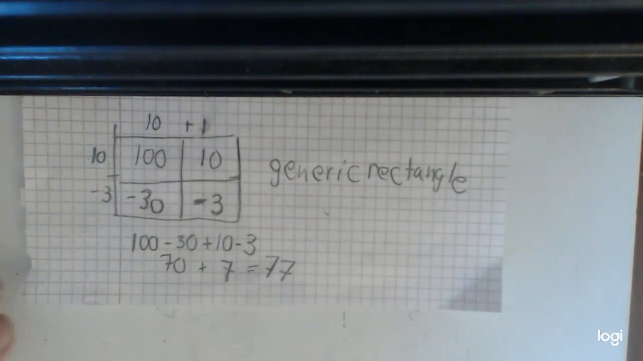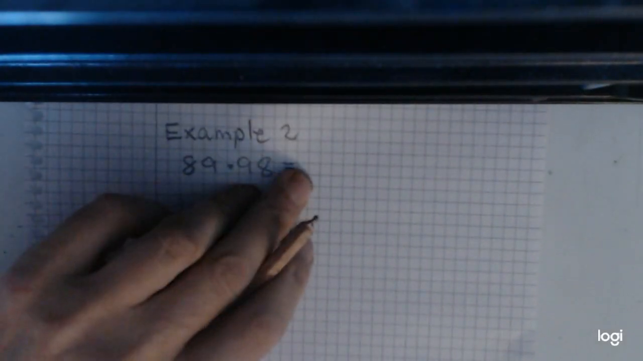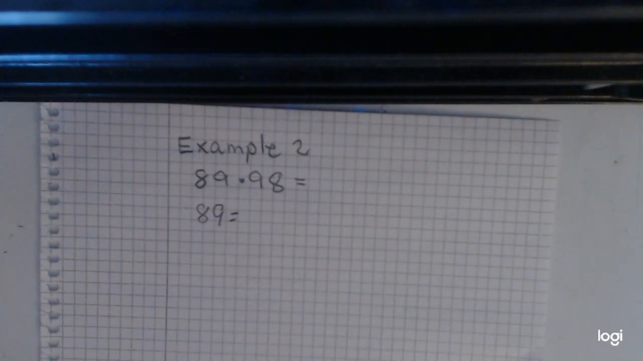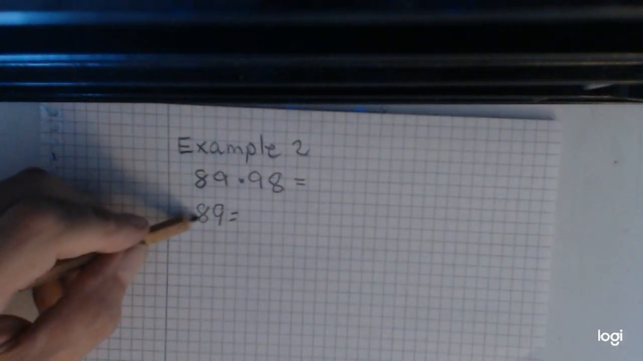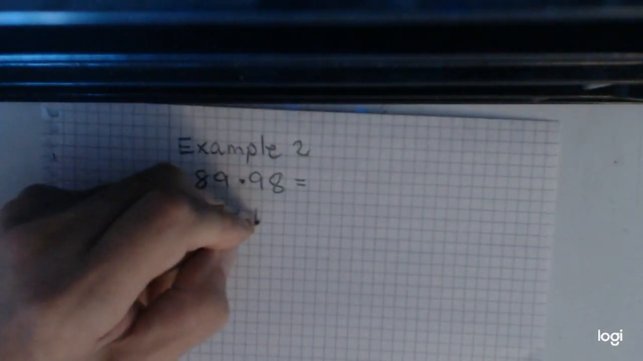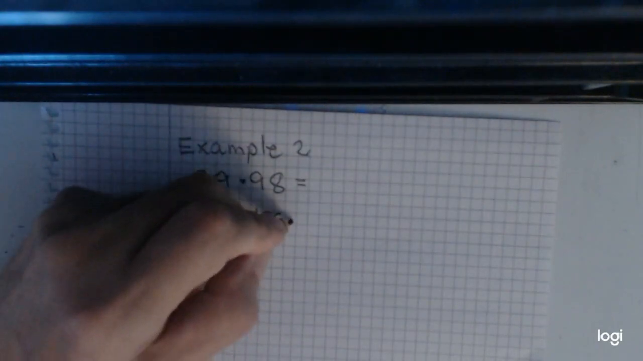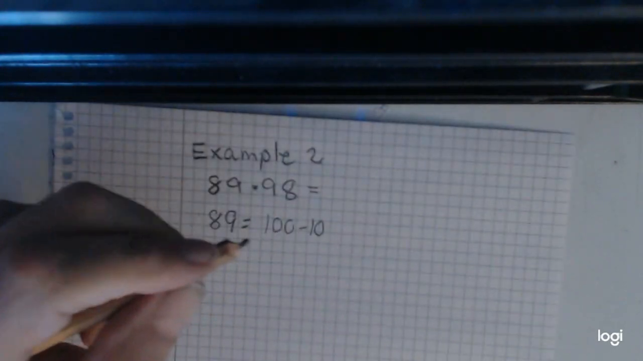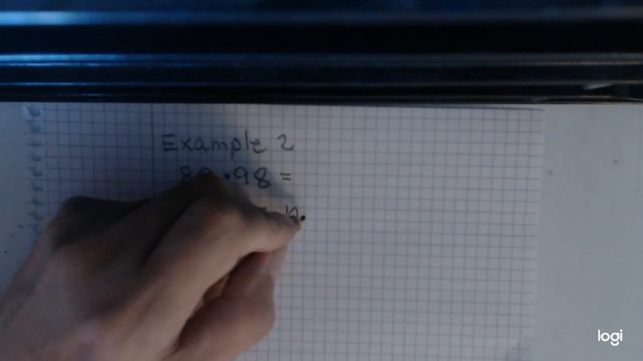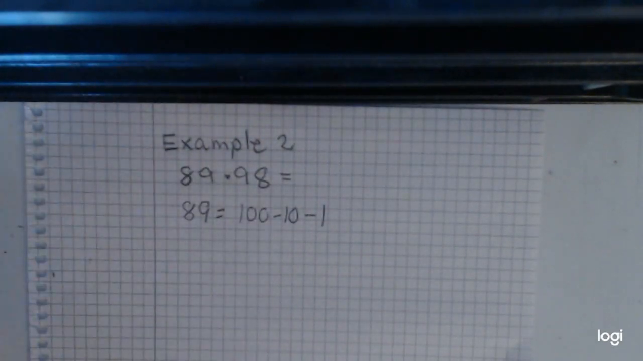Let us take a few. Here we have 89 times 98, and we're going to find the product of this multiplication. So we rewrite 89, and that is 100 minus 10, that is 90, and 90 minus 1 is 89.